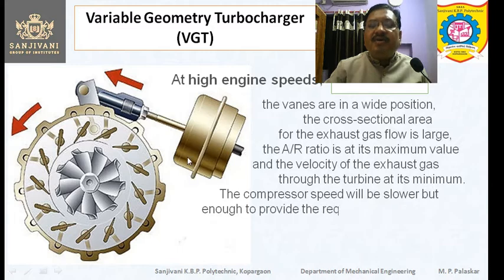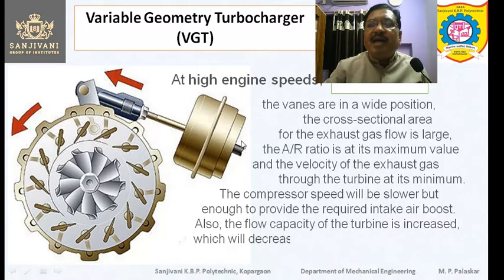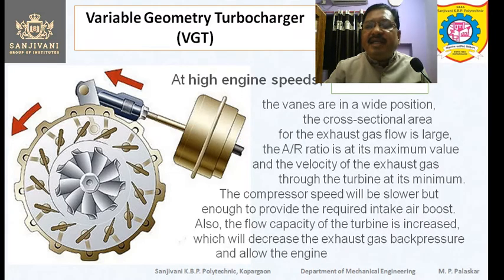So that we are controlling in this way. The compressor speed will be slower, but enough to provide the required intake boost in this case. At higher speed, the vanes will be open, area will be increased, and the speed of the exhaust gases will be reduced. So the compressor speed will also be reduced, but it will be enough to provide the required intake boost. At higher speed, the boost required is less.